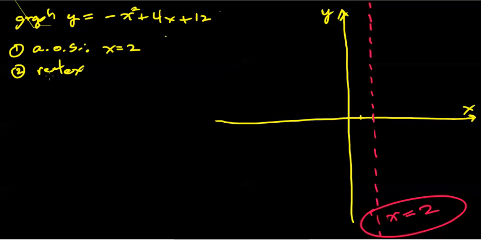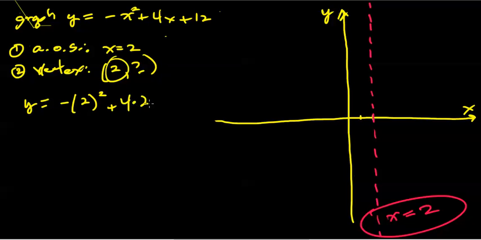As we know, the vertex occurs on the axis of symmetry. That means the x-coordinate must be 2 on the vertex, right? What's the y-coordinate going to be? Well, I'll plug in x equals 2 into the above equation and solve for the missing y-coordinate of the vertex. So y equals minus 2 squared plus 4 times 2 plus 12. So minus 2 squared is going to be negative 4, plus 8 is 4, plus 12 is 16. So the y-coordinate of the vertex is positive 16.